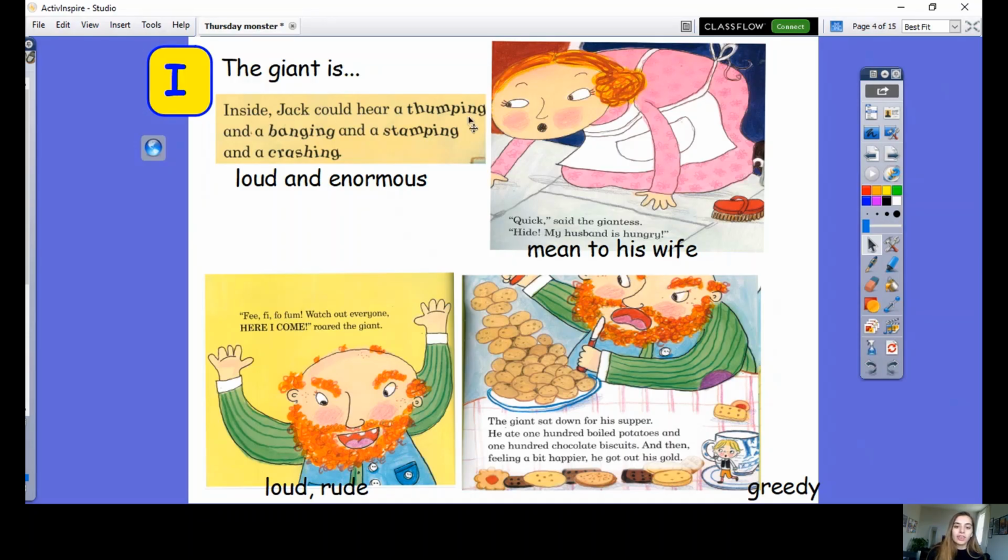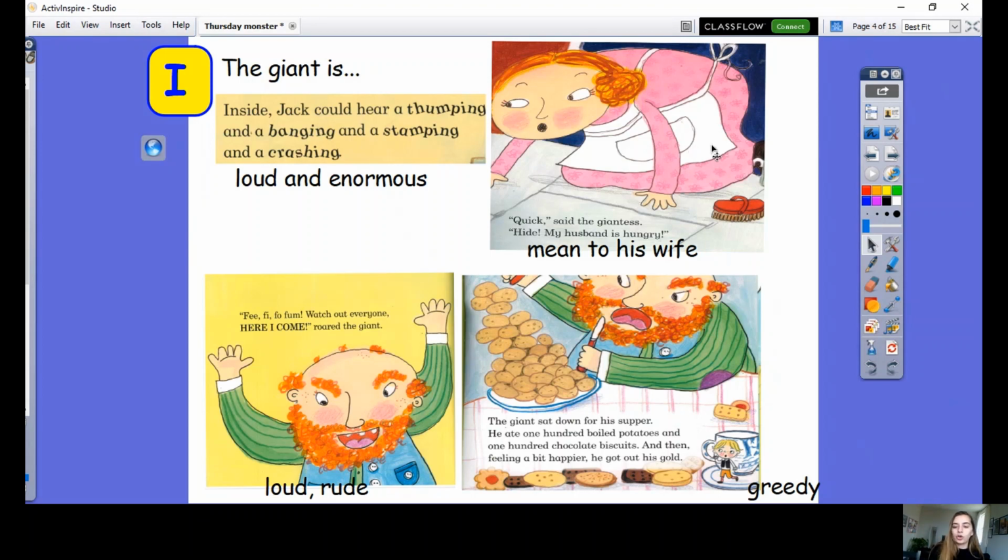Inside, Jack could hear a thumping and a banging and a stamping and a crashing. So that tells us he's very loud because he's so enormous. He's very big. He's not quiet and tiny like a mouse. He's very big and very loud, and he's a very noisy person.